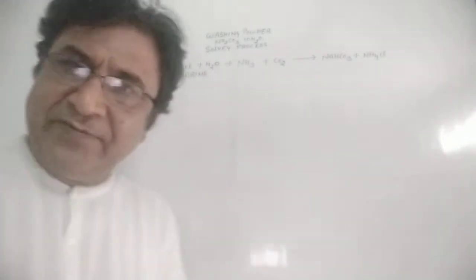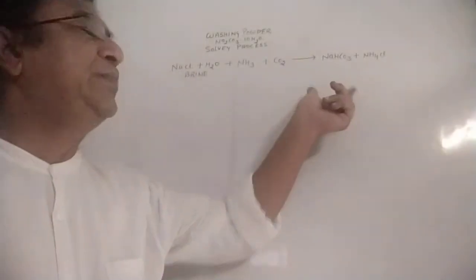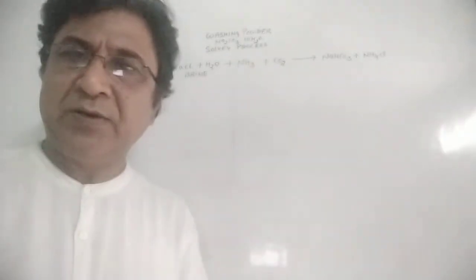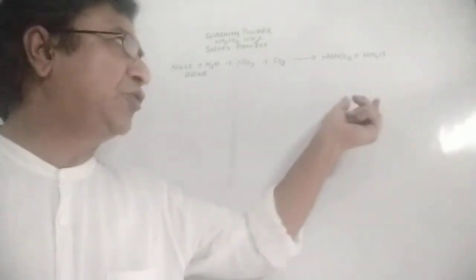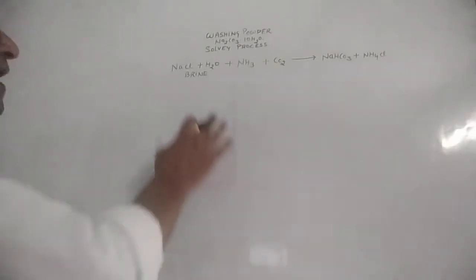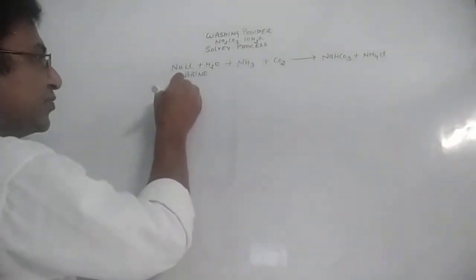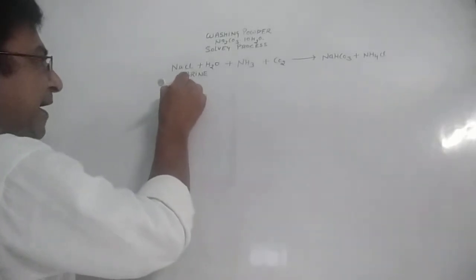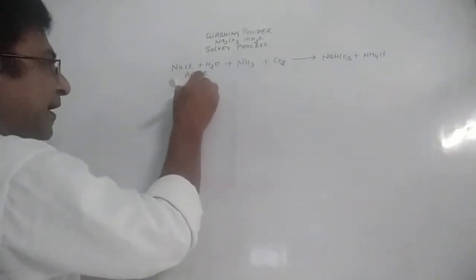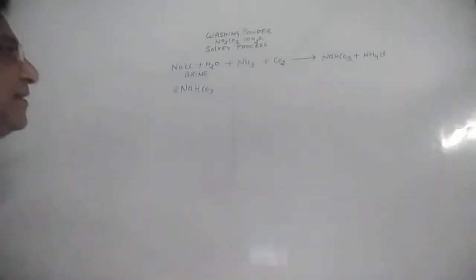Now this factory which is making washing powder is also making baking soda. Most of the baking soda is taken out, filtered from the ammonium chloride. First, it is sold as baking soda also, and then a portion of the sodium bicarbonate is taken. Here I am taking two molecules to simplify the balancing.